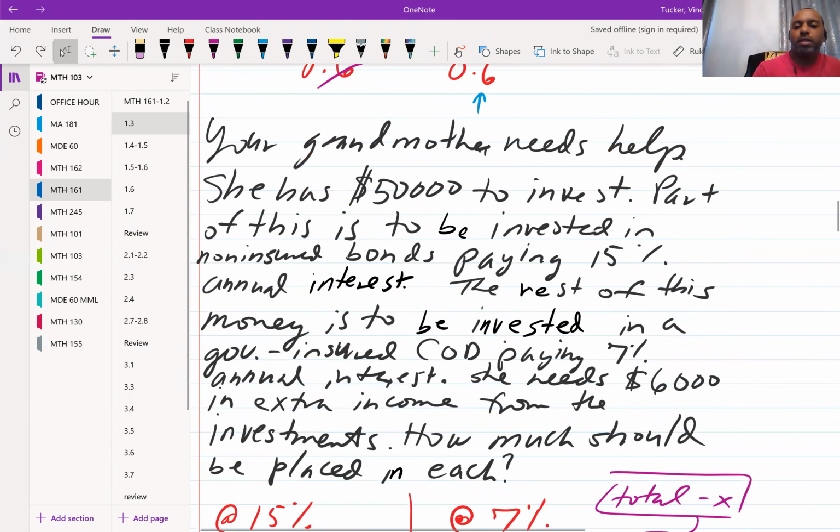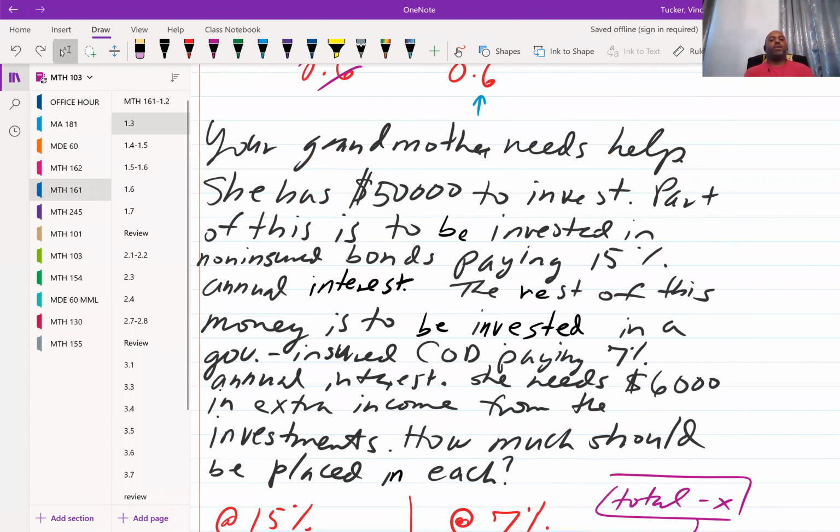All right. So this one, your grandmother needs help. She has $50,000 to invest. Part of this is to be invested in non-insured bonds, paying 15% annual interest. The rest of this money is to be invested in a government-insured CD, paying 7% annual interest. She needs $6,000 in extra income from the investments. How much should be placed in each? All right. Once again, I'll give you a second to write that down.